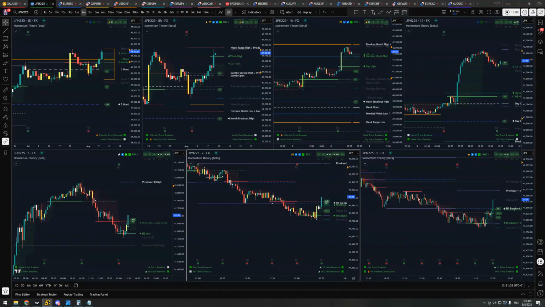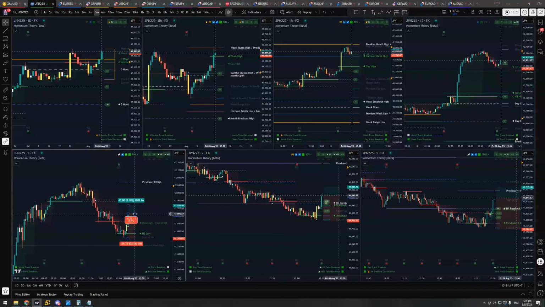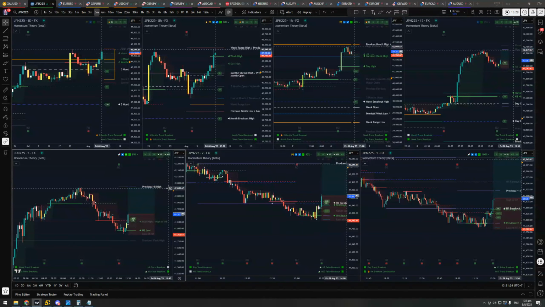Let's see if there's continuation here. Looking for 10-second and 15-second closures here, looking at that timer, and we got it. So price continued on up, taking this move to at least the H8 high. It's the first target, and then we have the monthly range just a little bit higher, so maybe go for that one.